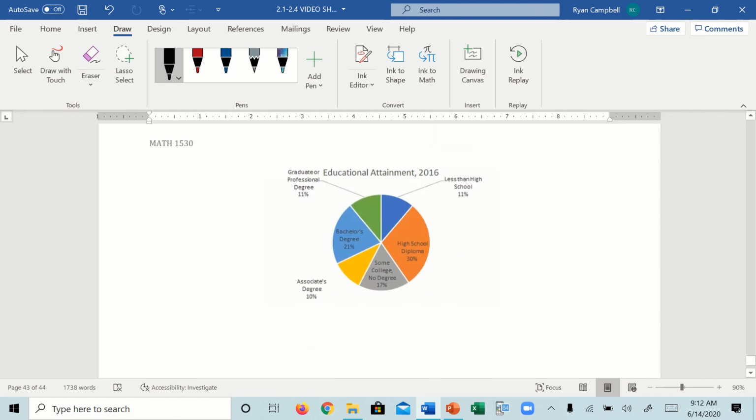So the better way of doing this is just a regular old pie chart, right? Doesn't look nearly as cool, but it's way more understandable with what's going on.